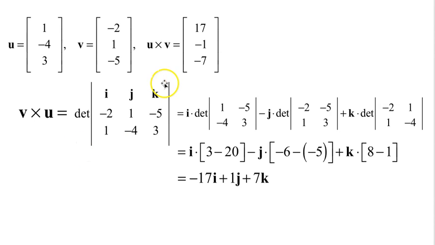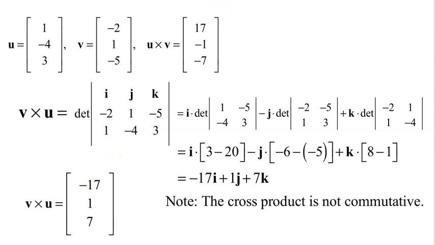Now this is v cross u. Notice u cross v was 17, negative 1, negative 7. V cross u is negative 17, 1, 7. They are certainly related, but they're not the same. But how are u cross v and v cross u related?